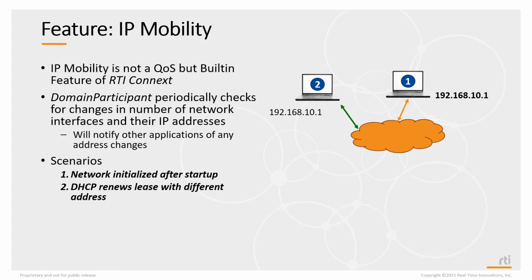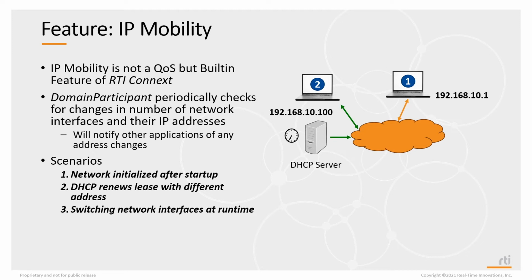DHCP, we talked about this already. When you are assigned an IP address through DHCP, you get it for a certain period of time called a lease period, and at the end of the lease period, it is possible, unusual but possible, to get a different address. So when your lease expires, the DHCP server gives you a new address. Well, DDS is able to work through this. It starts by using the old address, and then when the DHCP server gives it a new address, the domain participant will notice that this has happened, and then start using that new address.